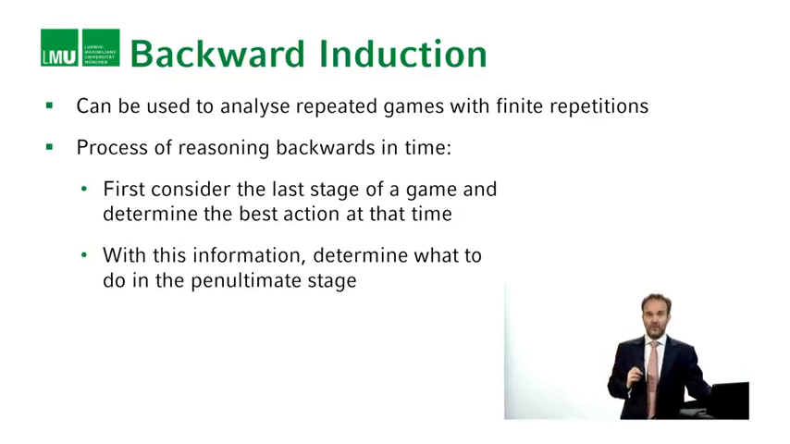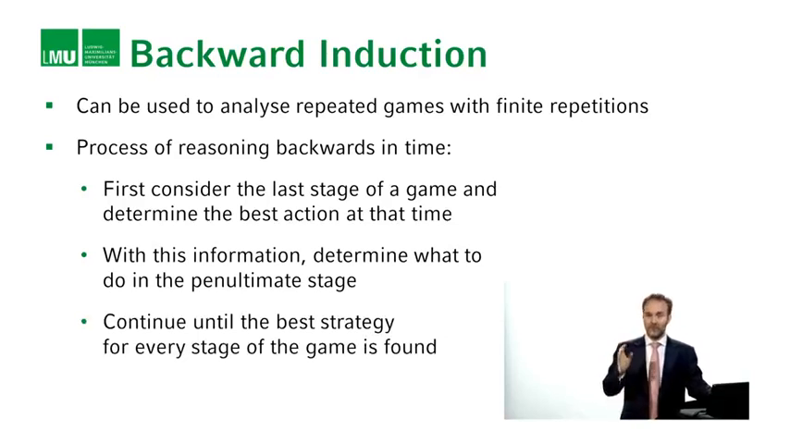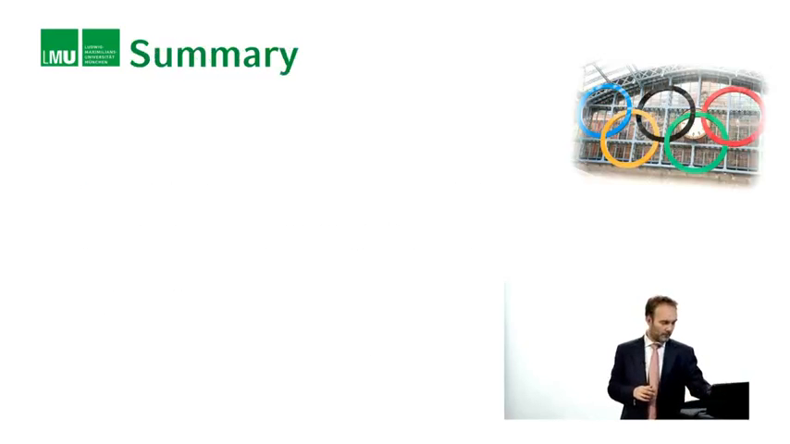With this information, so we've solved the game in the last period. With this information, we can determine what to do in the penultimate stage. And we continue this process until the best strategy for every game is found. Okay? And that gives us the one Nash equilibrium that's subgame perfect. Okay? So we make sure that they behave optimally at each point in the game.